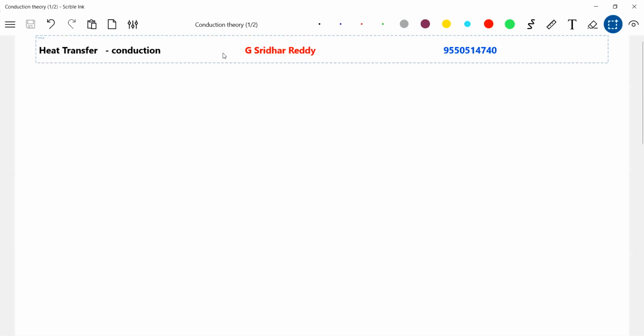Okay, I'll start like this. Now, conduction, the word itself. First, what is heat transfer? Heat flows from higher temperature to low temperature. We already had some discussion on this in thermometry.